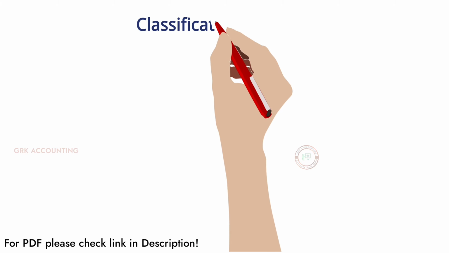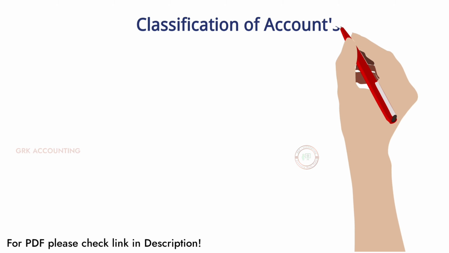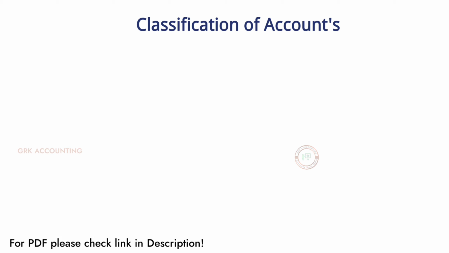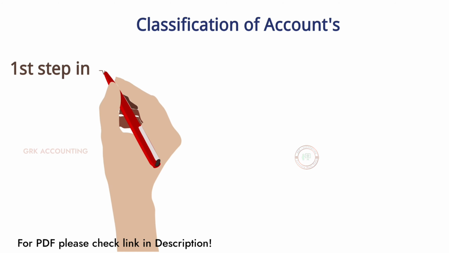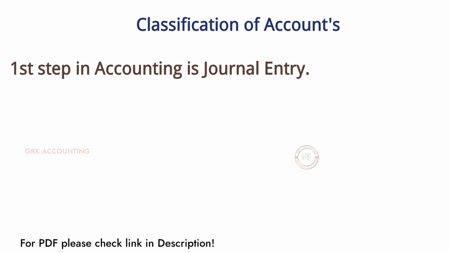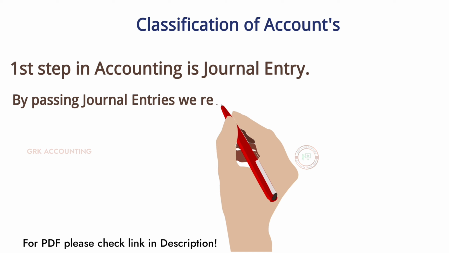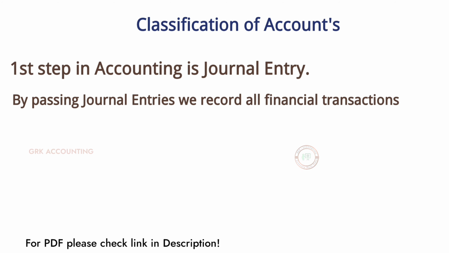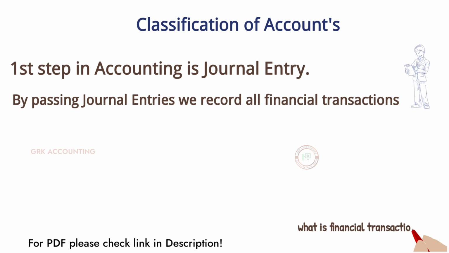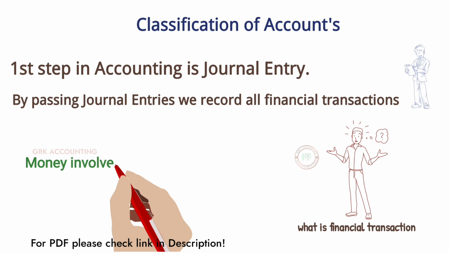In this video, we are going to discuss the classification of accounts, which will be important in learning the golden rules of accounting. As we all know, the first step in accounting is the journal entry. For every financial transaction, we pass journal entries. What do you mean by a financial transaction here? It means where money is involved in the transaction.